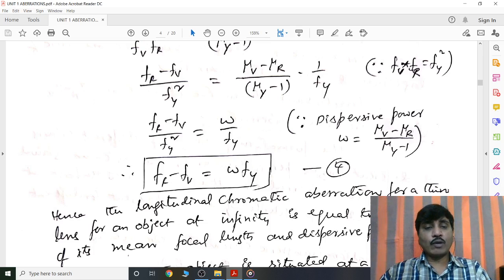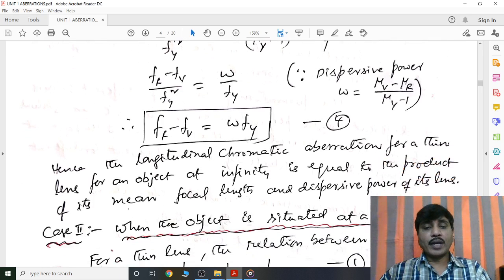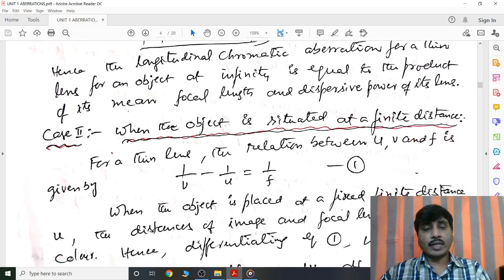(fr minus fv) by fy square is equal to omega by fy, where omega is equal to (mu v minus mu r) by (mu y minus 1), called the dispersive power of the material of the lens. Therefore, fr minus fv is equal to omega into fy. That is equation 4. This is the required expression for longitudinal chromatic aberration. Hence, the longitudinal chromatic aberration for a thin lens for an object at infinity is equal to the product of its mean focal length and dispersive power of its material.